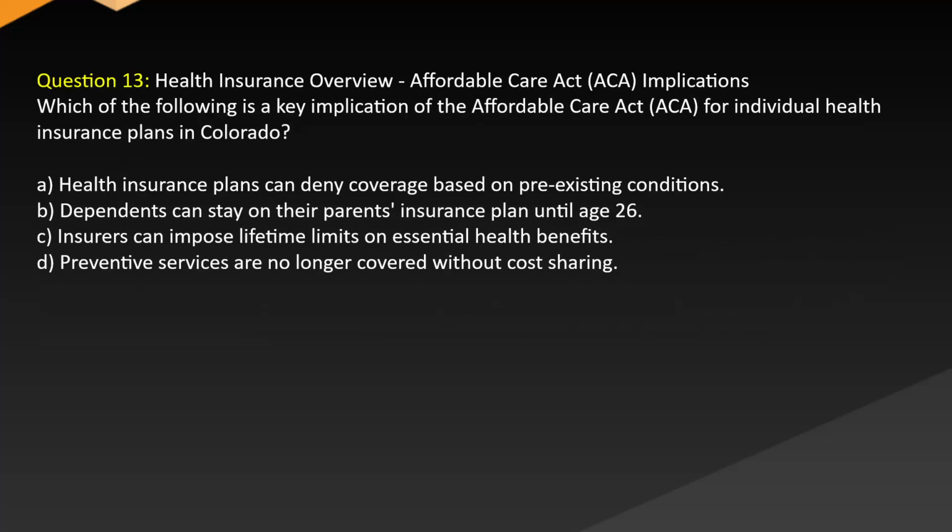Question 13. Health insurance overview. Affordable Care Act implications. Which of the following is a key implication of the Affordable Care Act for individual health insurance plans in Colorado? A. Health insurance plans can deny coverage based on pre-existing conditions. B. Dependents can stay on their parents' insurance plan until age 26. C. Insurers can impose lifetime limits on essential health benefits. D. Preventive services are no longer covered without cost sharing.